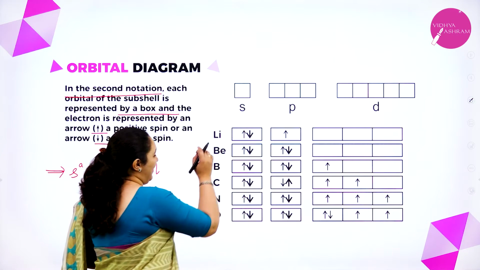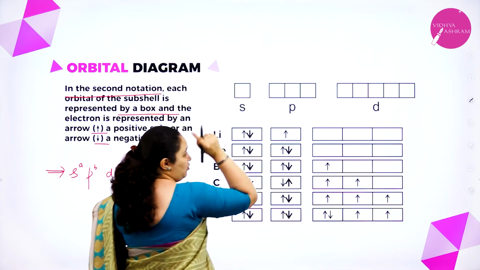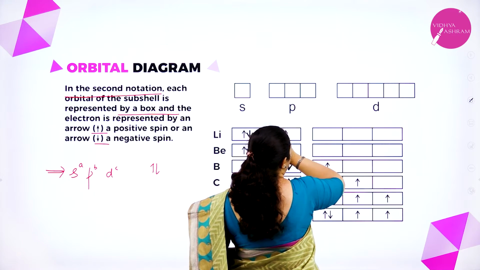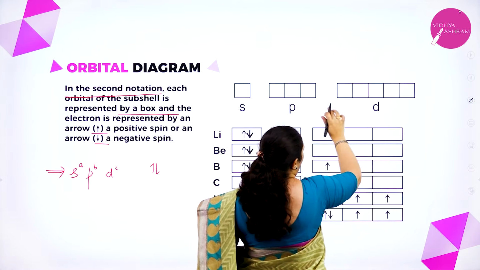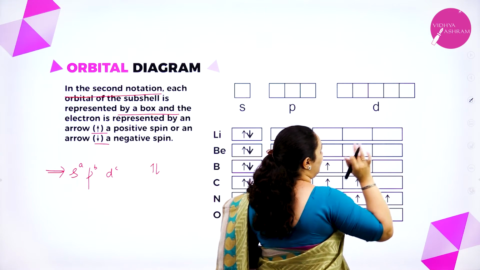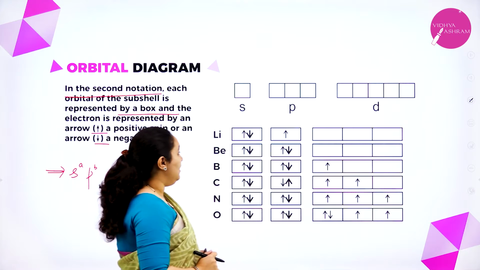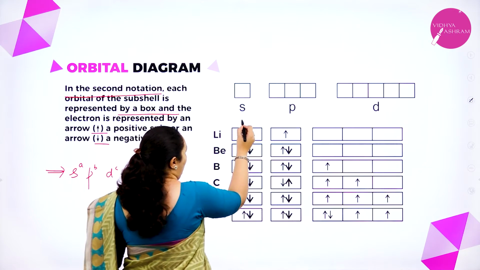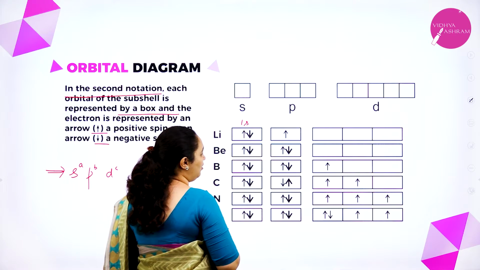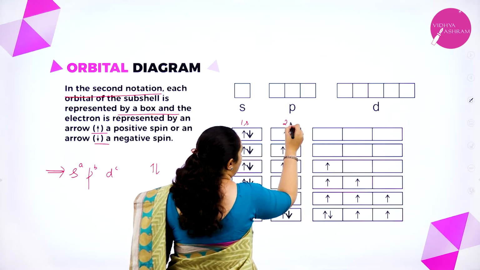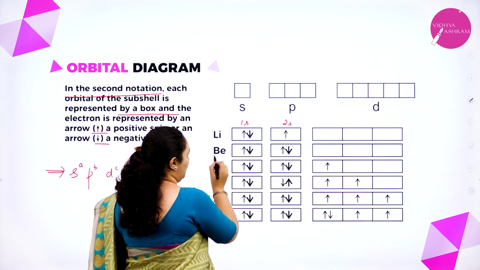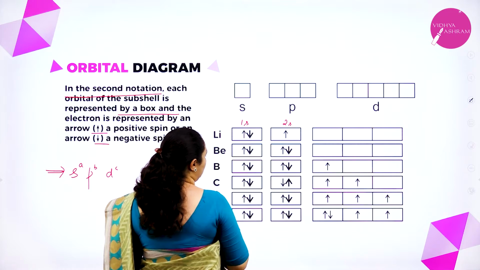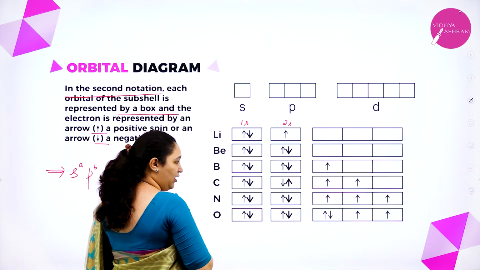So for s we write one box because only one orbital is possible. For p we write 3 because 3 orbitals are possible, Px, Py, Pz. For d we write 5, for f we write 7. So lithium atomic number is 3. So in the 1s orbital I have 2 electrons, in the 2s orbital I have 1 electron. Beryllium atomic number is 4. So 1s2, 2s2. Boron atomic number is 5.